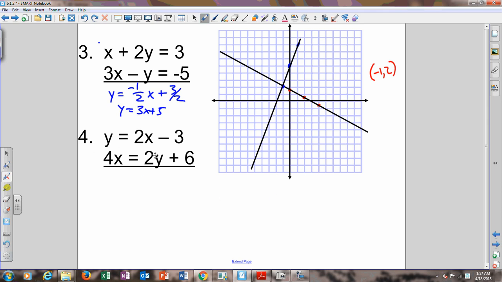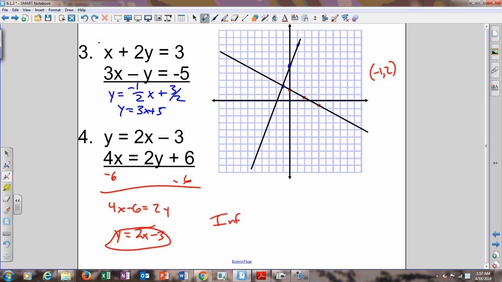This one, switching it up on you, making it ugly. You're still going to get y by itself. Then you can rewrite it with the y in front. So subtract 6. Gives you 4x minus 6 equals 2y. Divide by 2. You get y equals 2x minus 3. They're exactly the same. So infinite solutions.